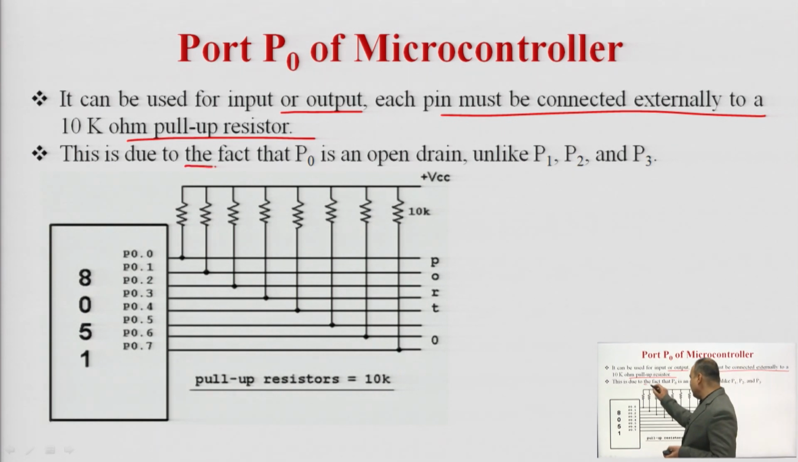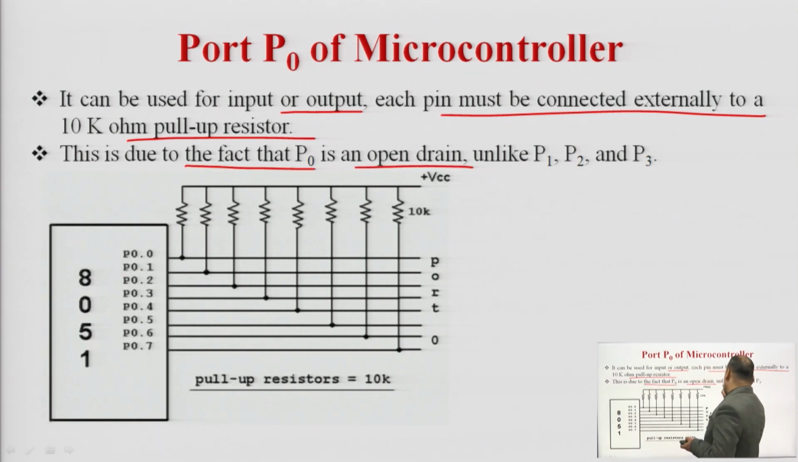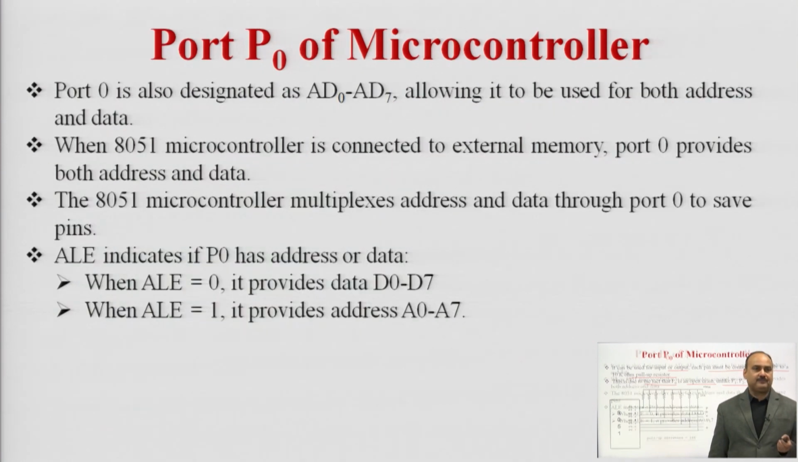This is due to the fact that P0 is open drain, unlike P1, P2 and P3. Since port P0 is open drain, we need to connect a pull up resistor of the value 10K, and we can configure port P0 either as an input port or an output port.